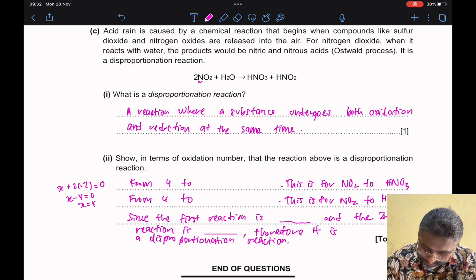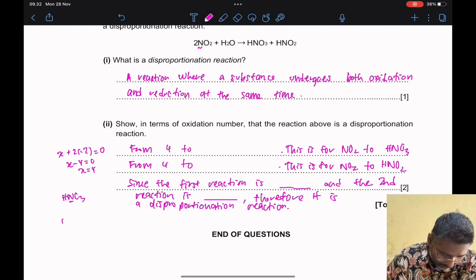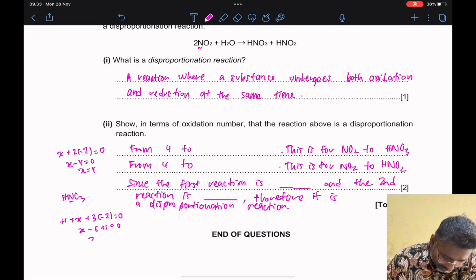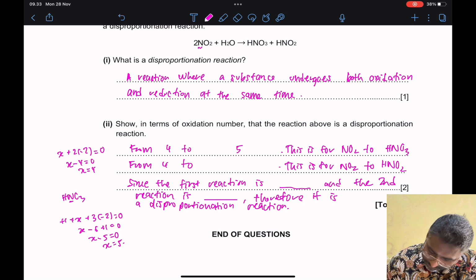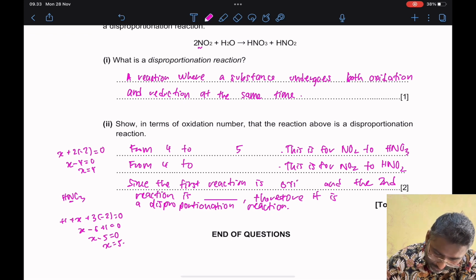So let's calculate. HNO3. So plus 1 plus X, 3 times negative 2 equals 0. X minus 6 plus 1 equals 0. X minus 5 equals 0. X equals 5. So this is 5. Therefore the first reaction is plus 4 to 5, so it's going to be oxidation, the first one.